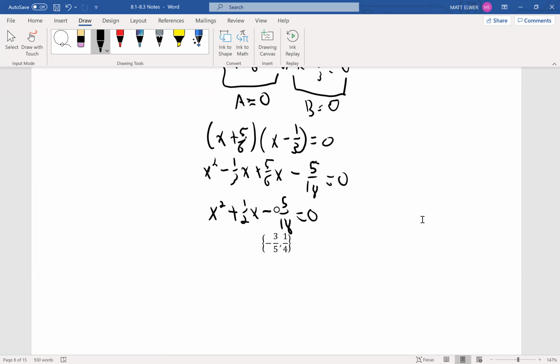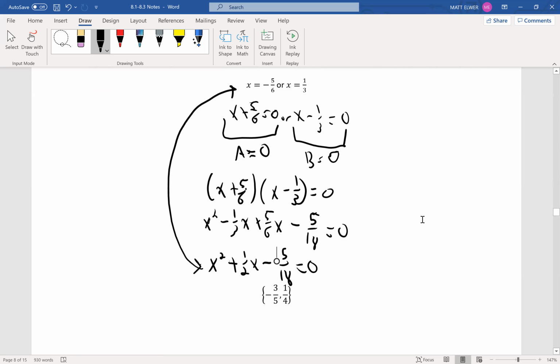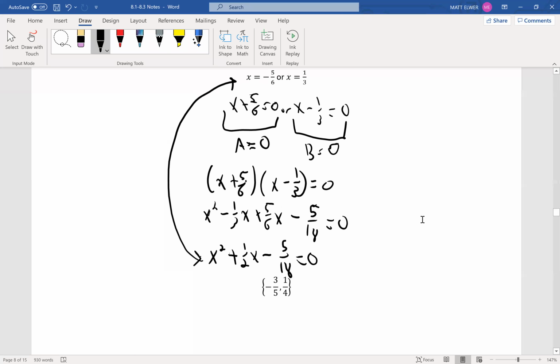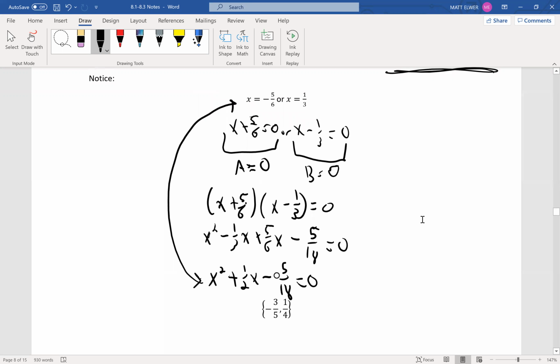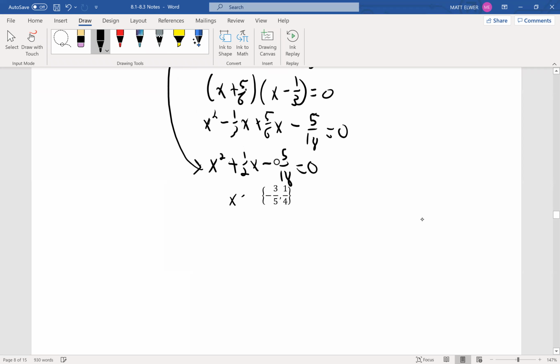So that's the equation that satisfies these two solutions, right? If we were to work it backwards, we would get the same answers. So that's how we do this. We have two solutions, so I'll do it one more time.